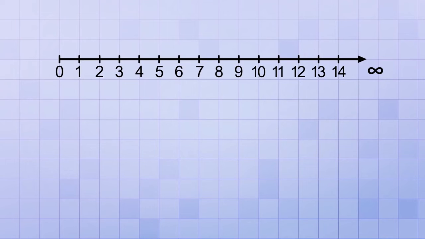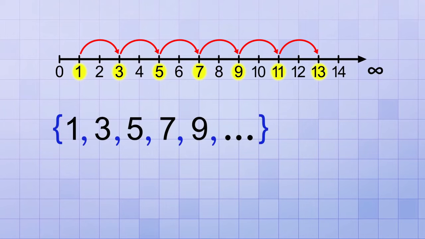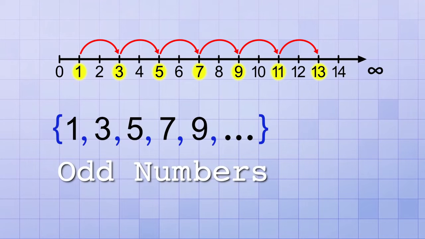Suppose you start counting at the number 1, but then skip every other number. You'd end up with the sequence 1, 3, 5, 7, 9, and so on. In other words, you'd end up with the infinite, non-repeating sequence that we call odd numbers, because none divide evenly by 2.